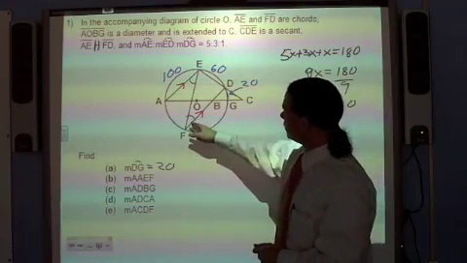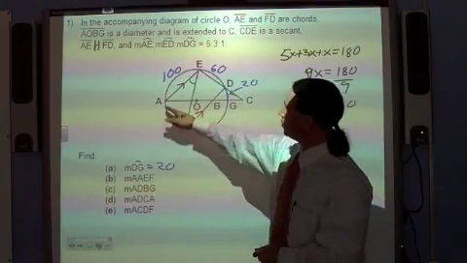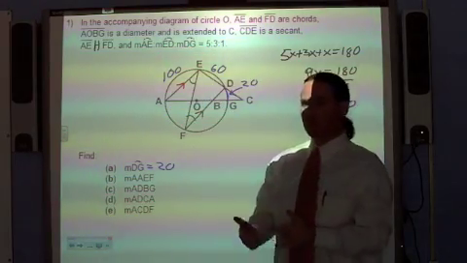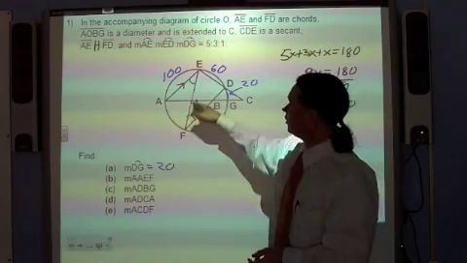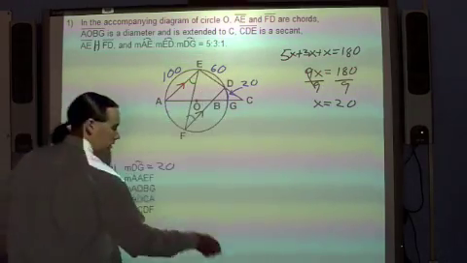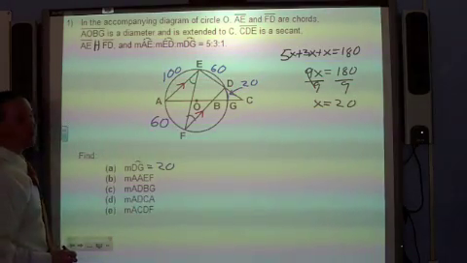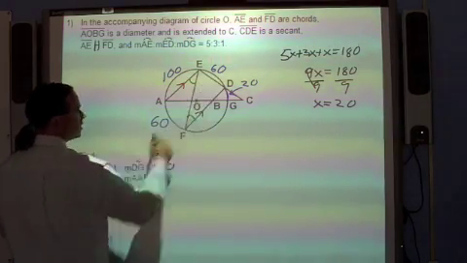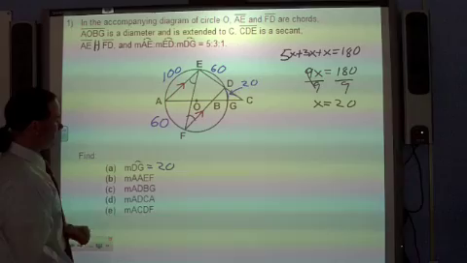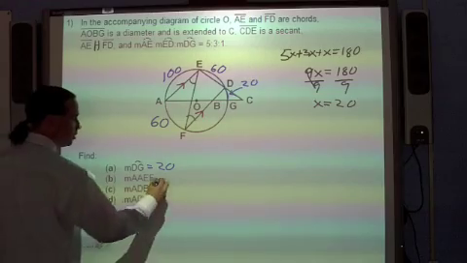Well, this intercepts this arc, ED, and that angle intercepts AF. So, congruent angles intercept congruent arcs, right? Congruent alternate interior angles intercept congruent arcs. So, if that's 60, that means this one is also 60. This angle intercepts that 60, this angle intercepts this arc, so it's got to be 60 as well. So that means angle AEF, the inscribed angle, is half, which is 30.